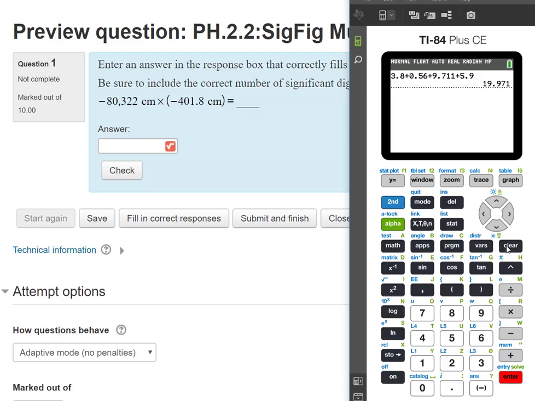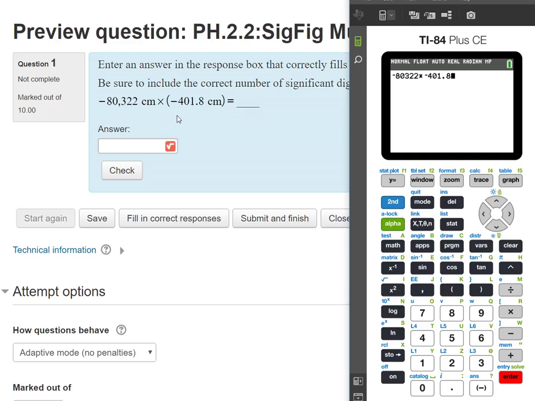So now we'll pull out the calculator again. Let's first simplify the product. So we get negative 80,322 times negative 401.8. Okay, and we get a numerical answer of that, right? Big answer. But when we're multiplying, we have to go back and count the number of sig figs that show up in each measurement, and we can only retain the least number of sig figs in any measurement.